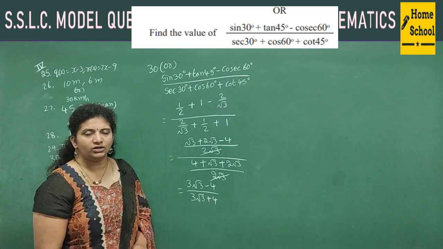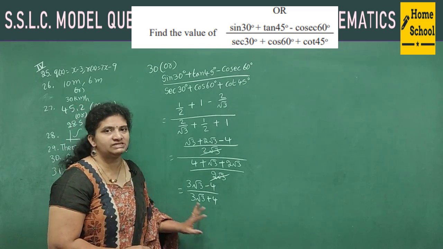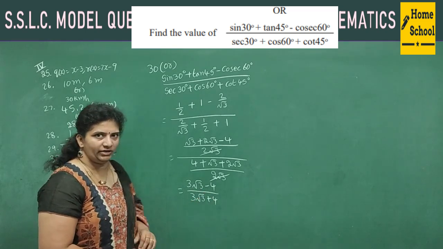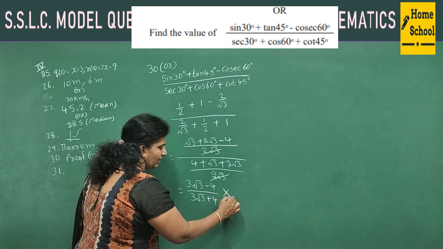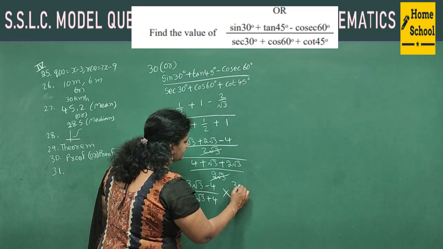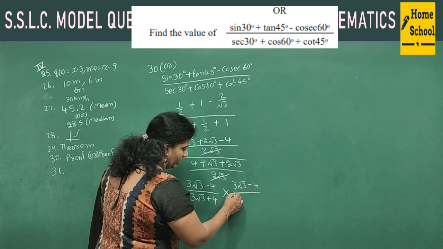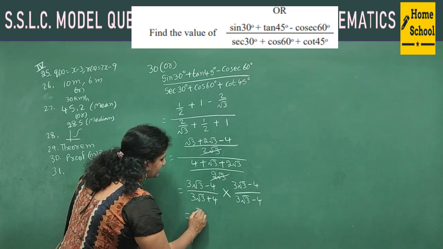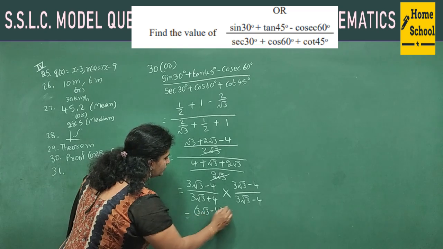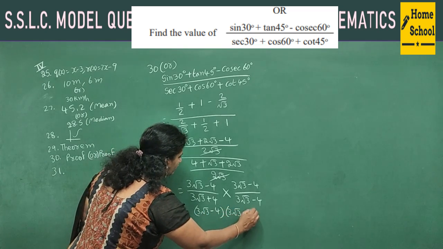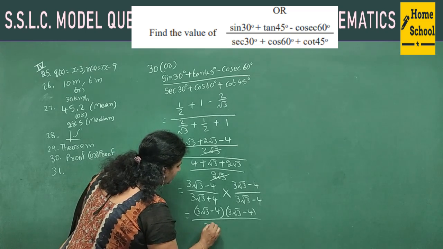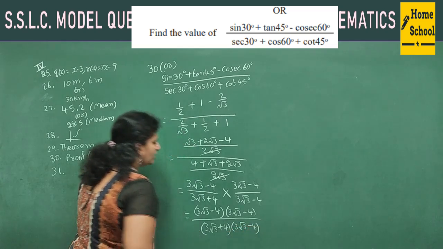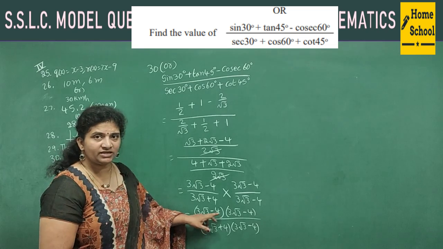Is the problem complete? No. Denominator should not be in the form of surd. So what we are going to do? We are going to rationalize by the conjugate of the denominator. How we are going to rationalize? By multiplying the conjugate, that is 3 root 3 minus 4, for numerator and also denominator. Multiply 3 root 3 minus 4 into 3 root 3 minus 4 whole divided by 3 root 3 plus 4 into 3 root 3 minus 4. Observe here children, it is in the form of a minus b into a minus b.